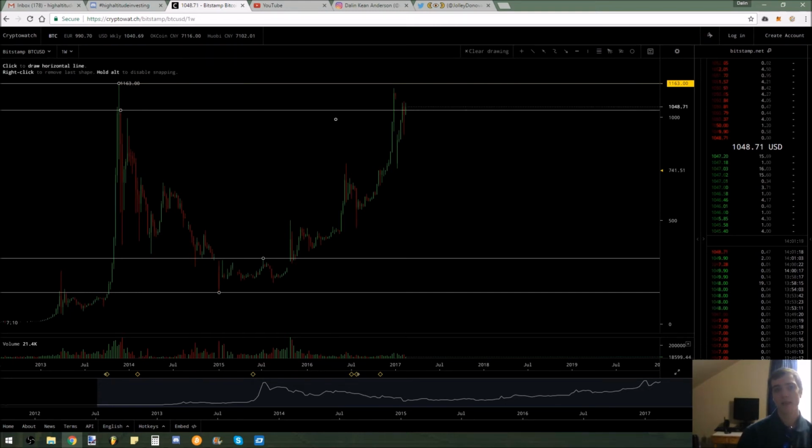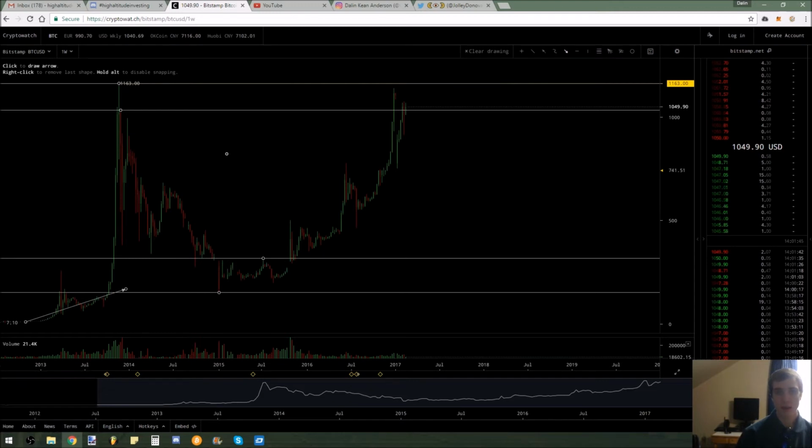So this is basically the very top and the very bottom of Bitcoin since it really started taking off right here. Once it broke out of this area right here, this became our top resistance and this is our bottom support.